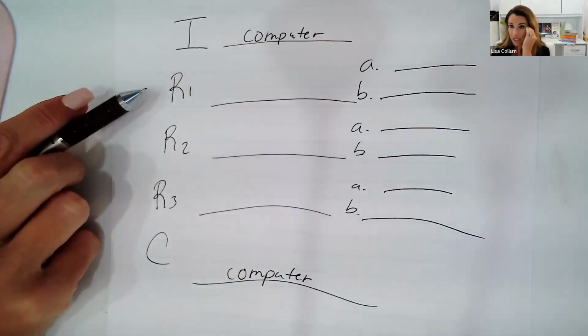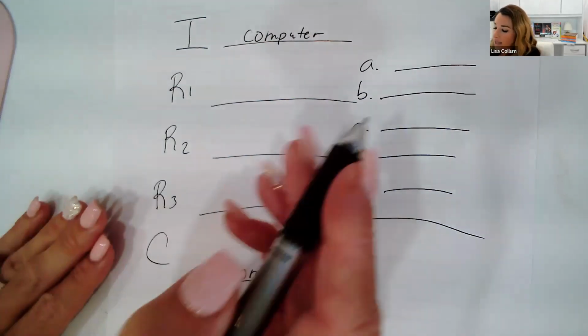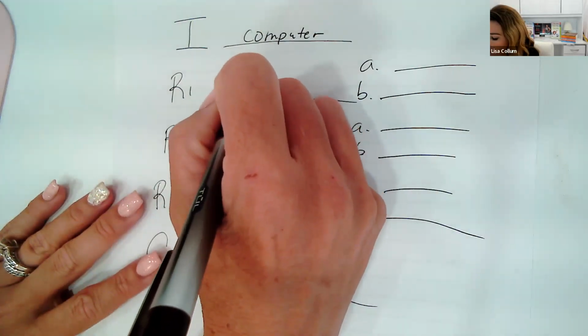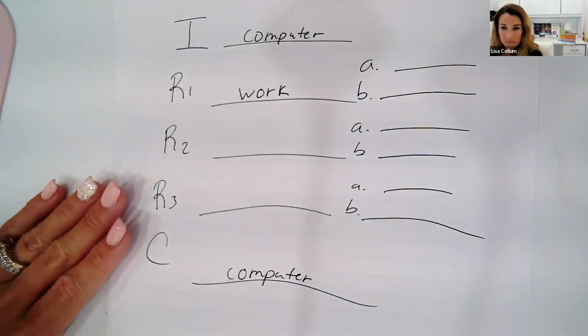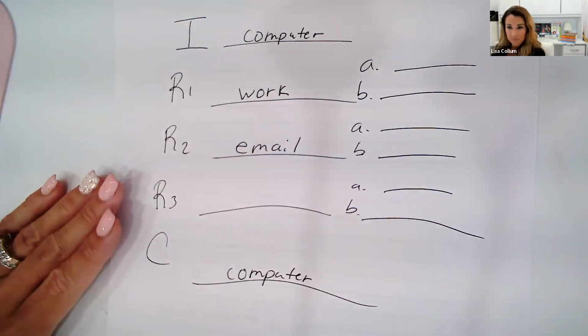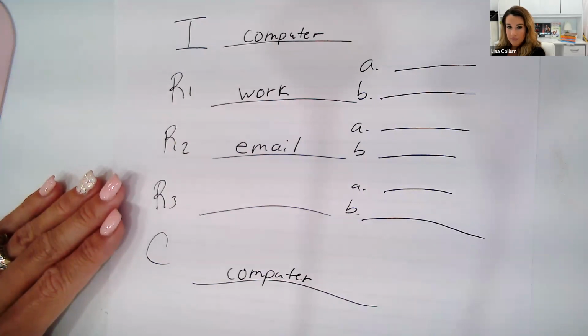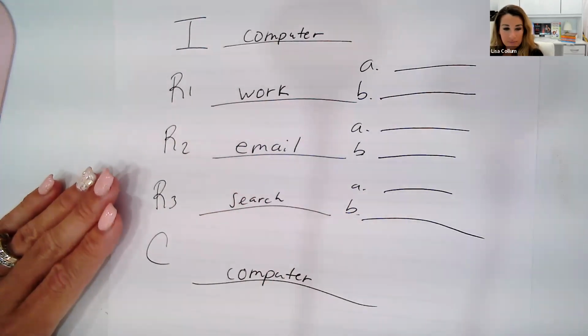And the first reason I love my computer, and it's my favorite item that I own, is because I can do all of my work on it. I can also do all my emails on it. And I also love it because I can search a lot of things and find out answers.